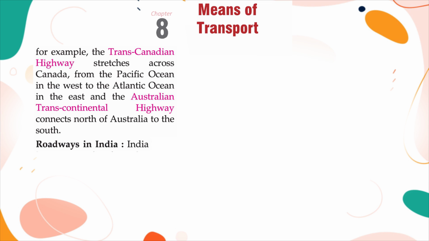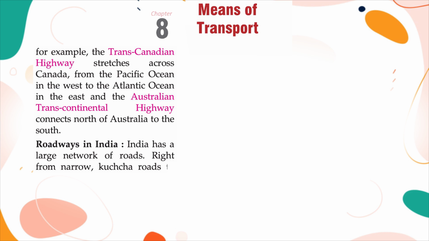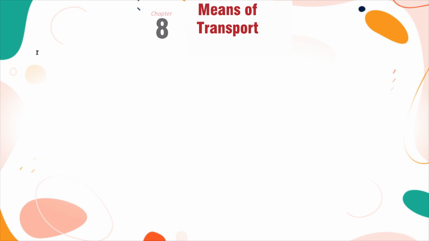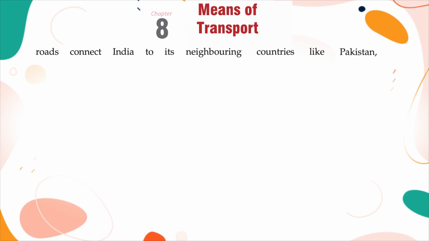Roadways in India. India has a large network of roads, right from narrow, kacha roads to the fine, wide expressways. India's road network is the second largest in the world. All towns and cities in India are connected by roads. Some of our roads connect India to its neighboring countries like Pakistan, Afghanistan, Nepal, Bhutan, China, and Bangladesh.